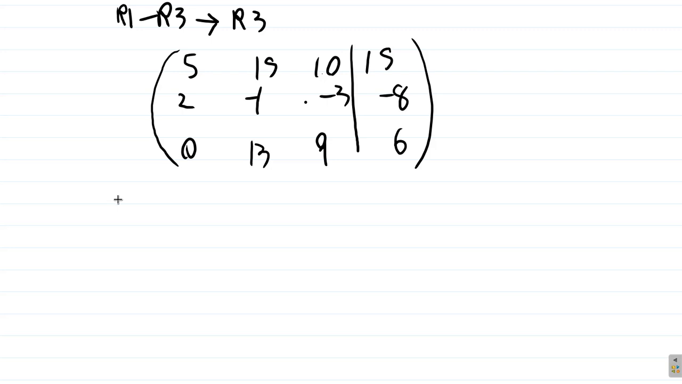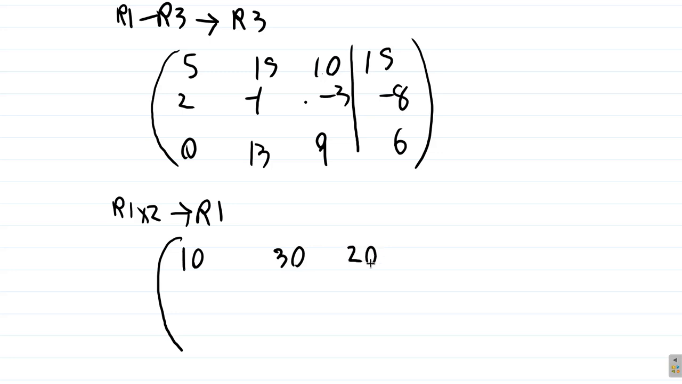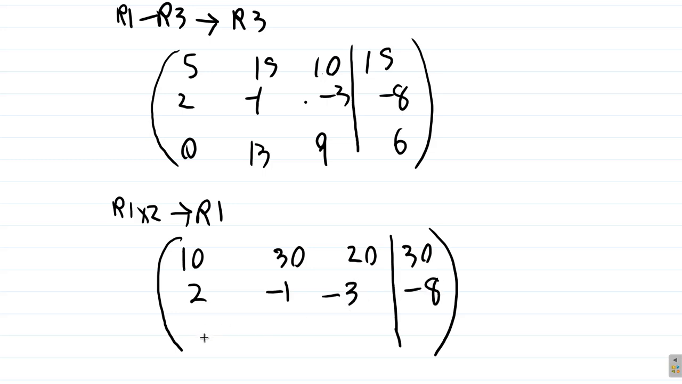Let us say row 1 times 2 gives you a new row 1. Let's do that. Row 1 by 2. 5 times 2 is 10. 15 times 2 is 30. 10 times 2 is 20. 15 times 2 is 30. Alright? We have back our 2, negative 1, negative 3, negative 8, 0, 13, 9, 6.